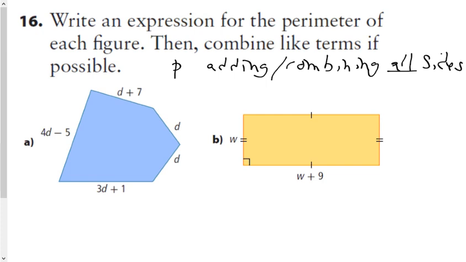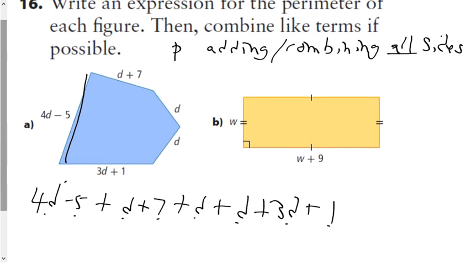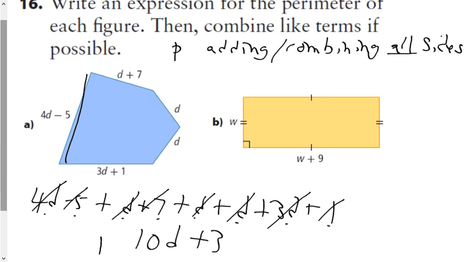So in this particular shape here, I took this length here, which is 4d minus 5, and I combined it with d plus 7. I combined it with d, I combined it with d, I combined it with 3d plus 1. I would end up with 6 terms that can be collected or gathered. 4d, 5d, 6d, 7d, 10d. Negative 5, positive 2, positive 3. Therefore, the perimeter of this particular shape would be 10d plus 3.